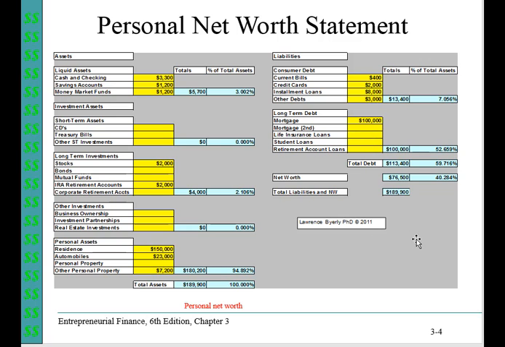So in the end, the short-term debt's $13,400, the long-term debt's $100,000, so total debt is $113,400, which then means if we had $188,900 in assets, if you subtract $113,400, the net worth of this family is $76,500. What I would like to say is the importance of this number.